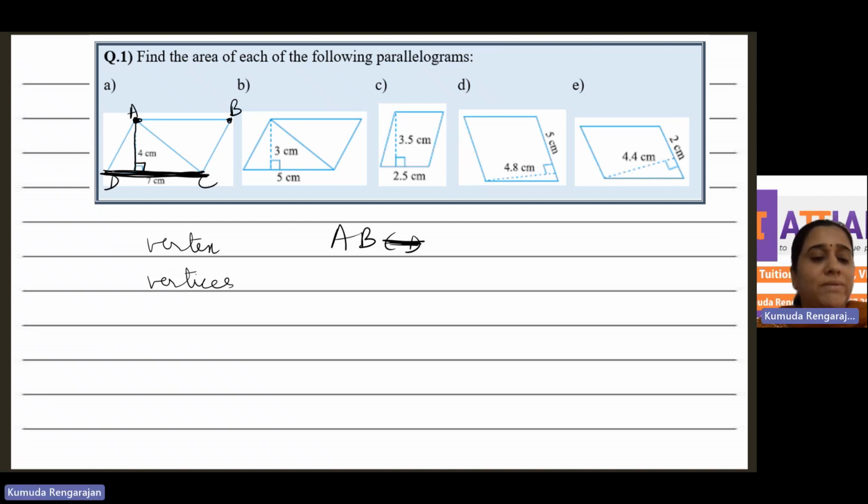So for the base DC, there are two vertices opposite to it, A and B. But you can see that the line segment is falling from A. There's a line segment like this from the vertex A perpendicular to the side DC. So we take this as the height of the parallelogram.